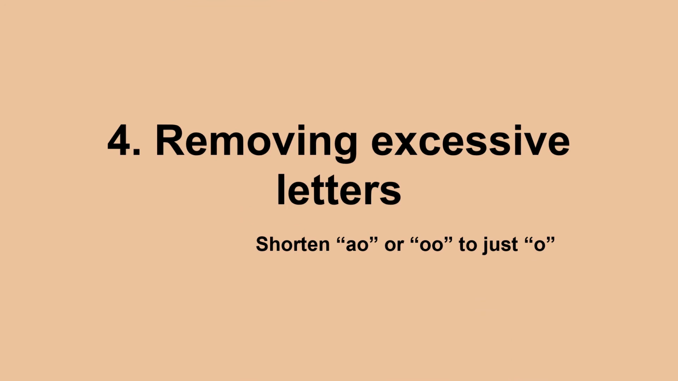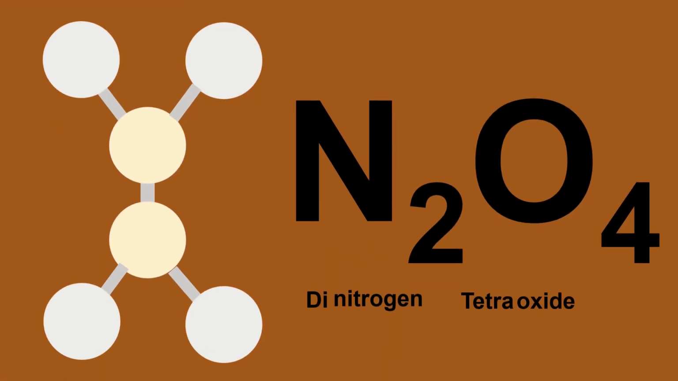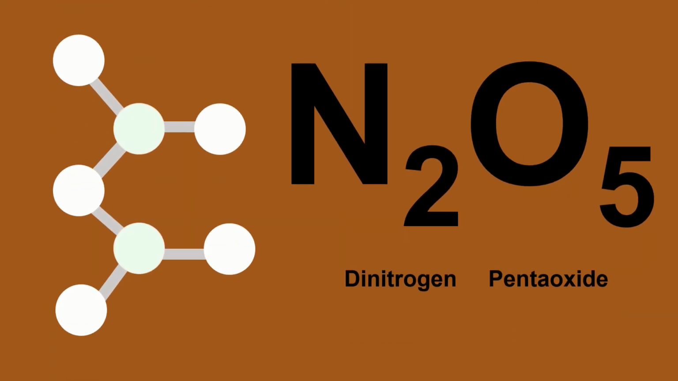Let's go back to our example of dinitrogen tetroxide. Basically, as a way to simplify the naming process, we just change the tetraoxide to just tetroxide, removing the excess A. Another example is N2O5, which we call dinitrogen pentoxide instead of pentaoxide. Again, we are just changing the AO or OO to just O.